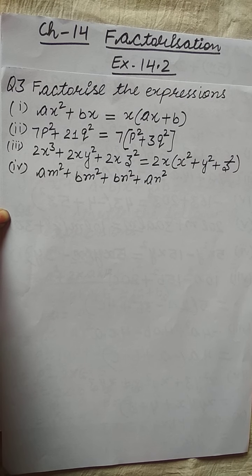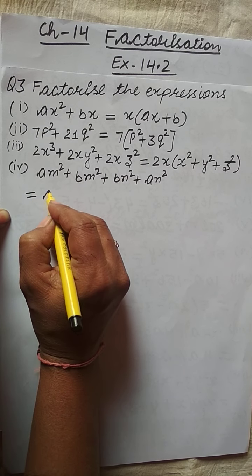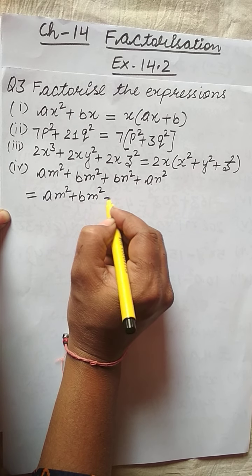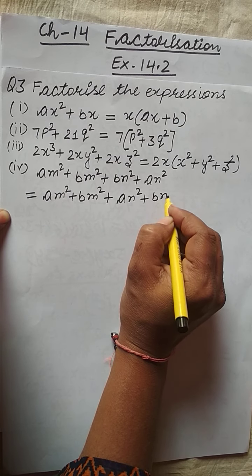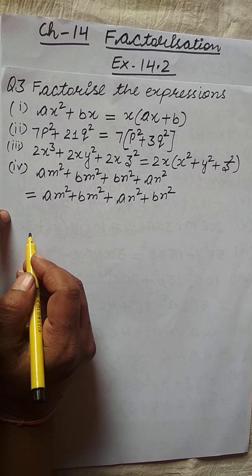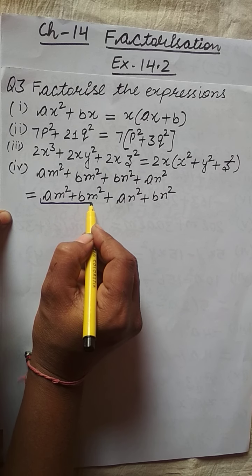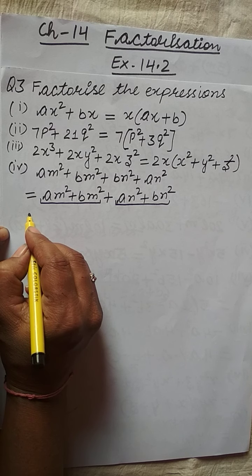Next part is am square plus bm square plus bn square plus an square. Firstly, I'll just arrange these terms like am square plus bm square plus an square plus bn square. Now this is the kind of the product of binomial into binomial, so I'll just make the groups of two terms and then we'll take the common factor.